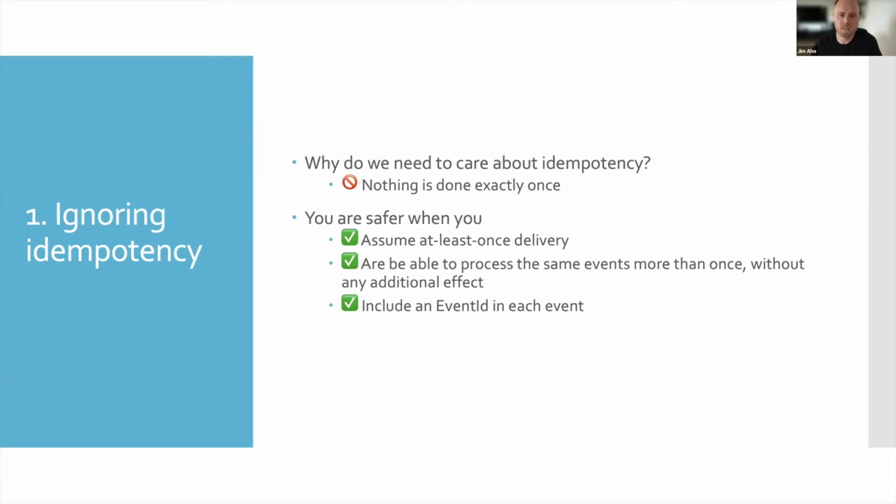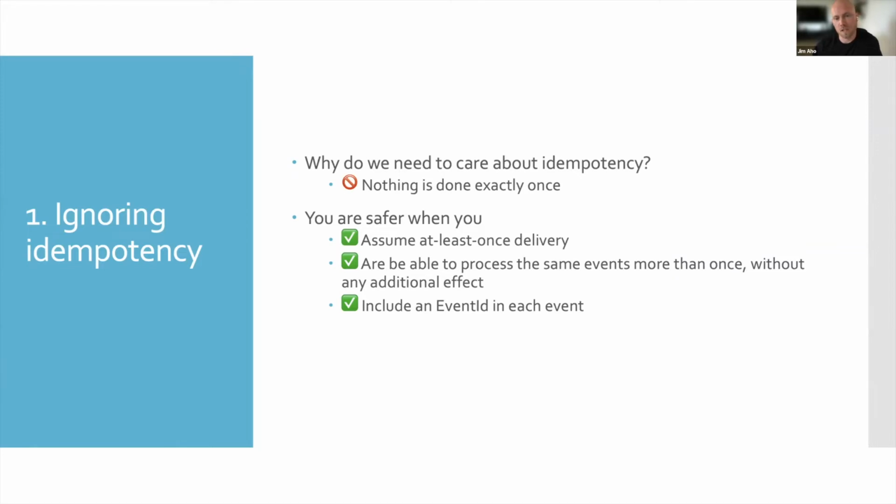You should have a perspective that even though it feels like things are done exactly once, that you always get one event once and that's it, that's the wrong perspective. You need to have the perspective that everything is delivered at least once. And that is why idempotency matters, because you need to take that into account.